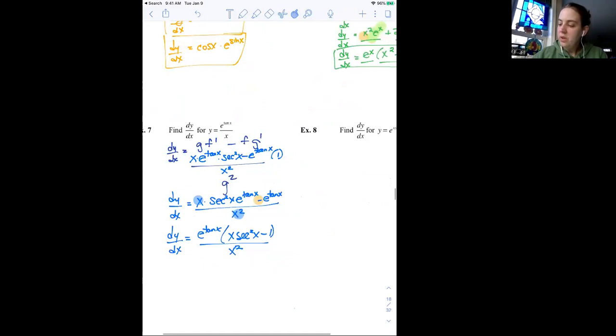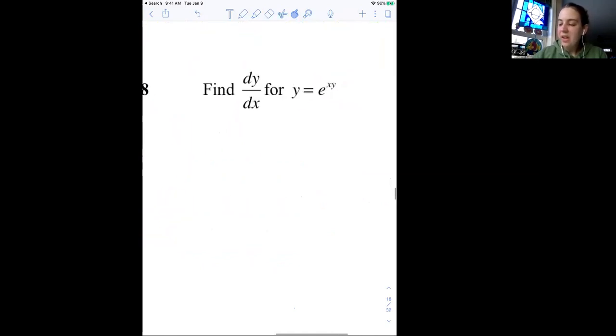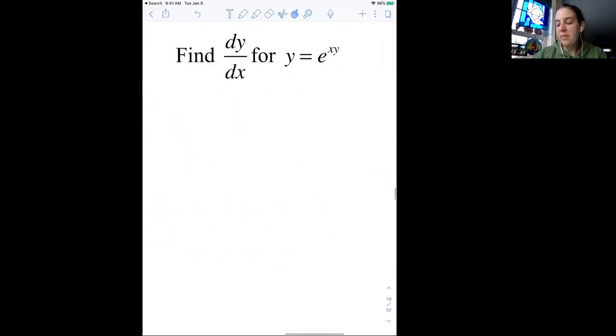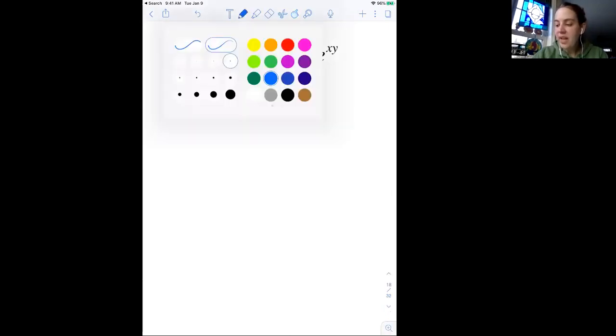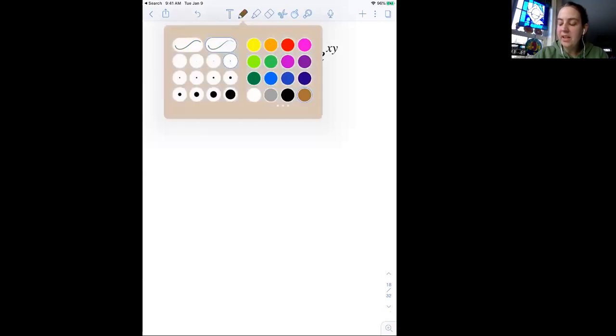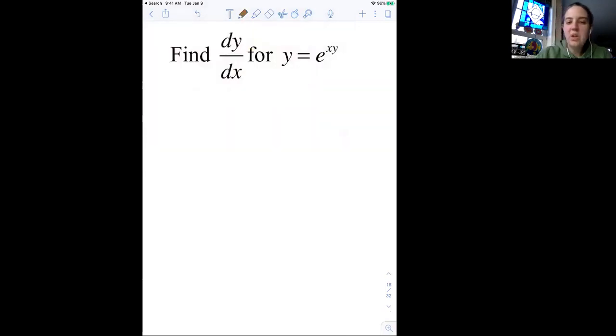Okay, so let's come over here. This one's lots of fun. There is more than one way to do this problem. I have had students in the past find a natural log on both sides. Completely legal, completely valid, you can do it. Because this is an e to the u lesson, I want to practice that e to the u idea.